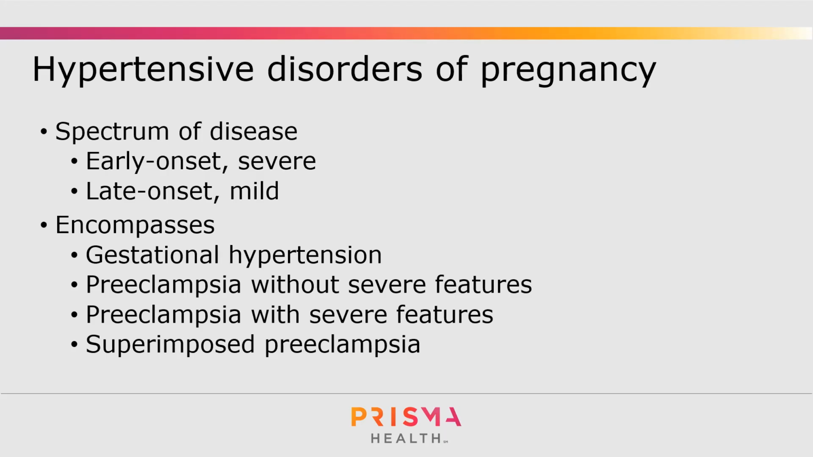The definition of a hypertensive disorder of pregnancy includes gestational hypertension, preeclampsia without severe features, preeclampsia with severe features, and something called superimposed preeclampsia. Superimposed preeclampsia, generally speaking, is diagnosed in a woman who has pre-existing high blood pressure or hypertension and then develops preeclampsia on top of that.